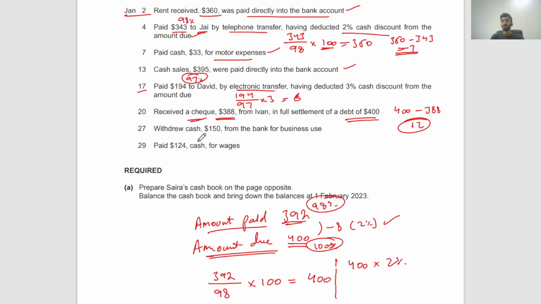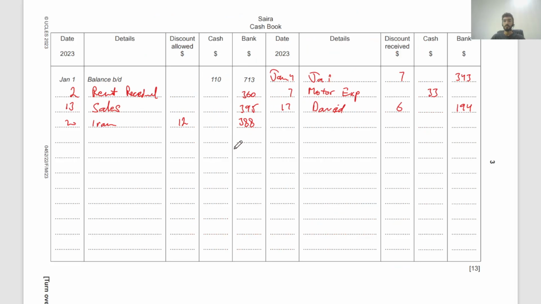Next, withdrew cash 150 from the bank for business use. So it's not drawing, okay? That's not for personal use. It's for business use. So we call that a contra entry, isn't it? It appears on both sides of the cash book. So cash will be credited, bank will be debited by 150. Bank will be debited by 150, cash will be credited by 150. And in the details, we write the opposite account. So if cash is credited by 150, where did the money go? Into the bank. And if bank is debited by 150, where is the money coming from? From cash. Okay. Just confirm the date. It's 27th. All right, let's move on.